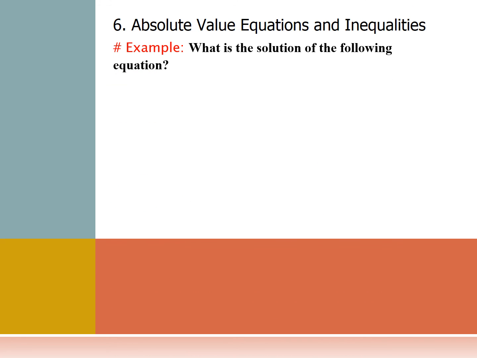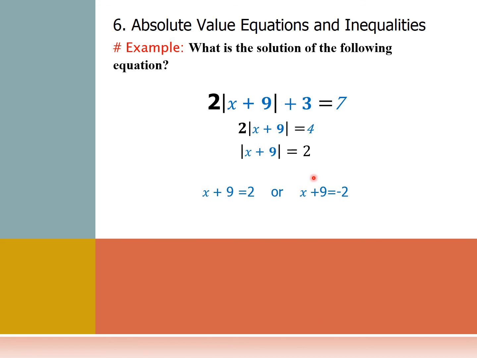Absolute value equations and inequalities. What is the solution of the following equation? Here we have another equation, so we have to find the values of x. Subtract 3 from both sides, then we have 2 times the absolute value of x plus 9 is equal to 4. Divided by 2, we have the absolute value of x plus 9 is equal to 2. Now we have x plus 9 is equal to 2, or x plus 9 is equal to negative 2. Subtracting 9, we have x is equal to negative 7, or x is equal to negative 11.